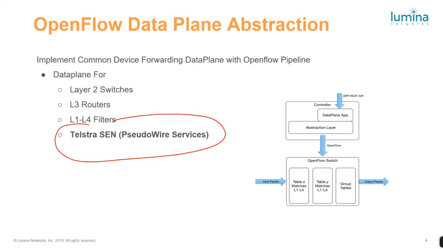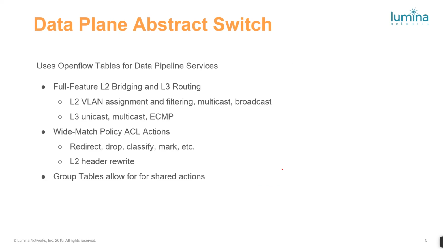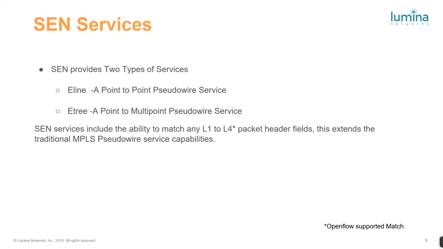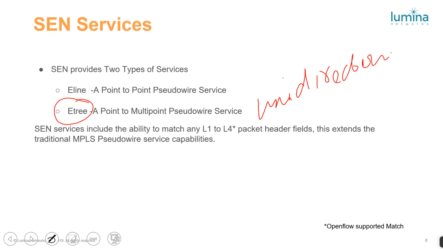All these services are actually defined by the MEF body, the Metro Ethernet Forum, where they are meant to be bidirectional. But the E3 service is a specific use case of Telstra where we make it unidirectional. And in all these services, how they are implemented is there is a layer 1 to layer 4 field lookup in the OpenFlow tables.